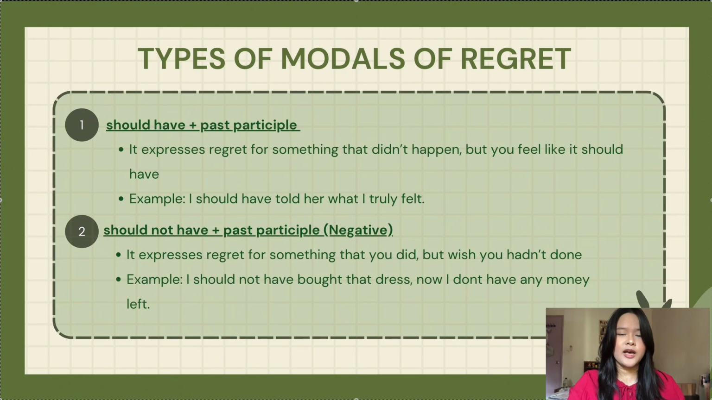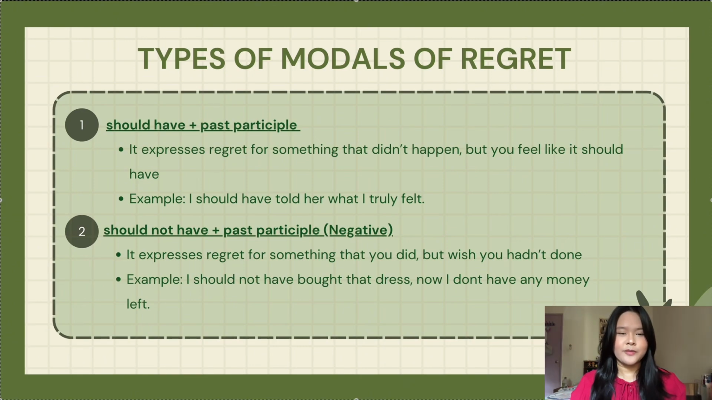Firstly, we have should have plus past participle. This modal expresses regret for something that didn't happen but you feel like it should have. In other words, it's for choices we regret not making in the past. For example, I should have told her what I truly felt. This shows regret about not taking action. The speaker stayed quiet and now they realize they should have spoken up. That's why should have is used.